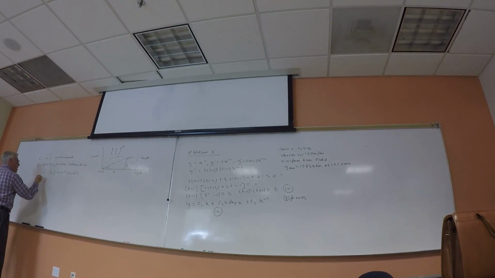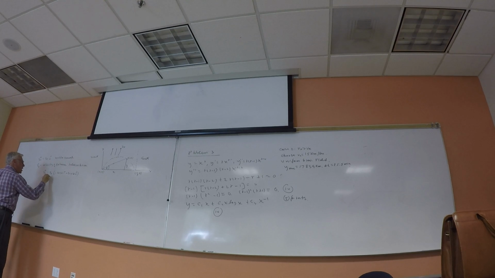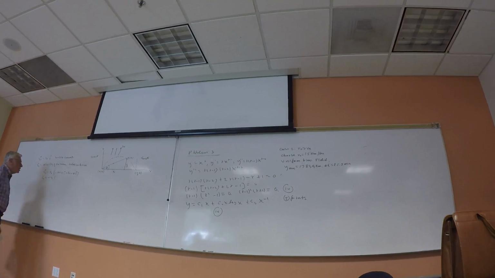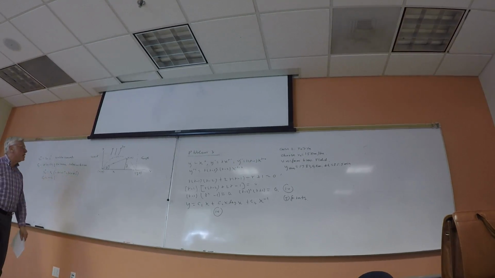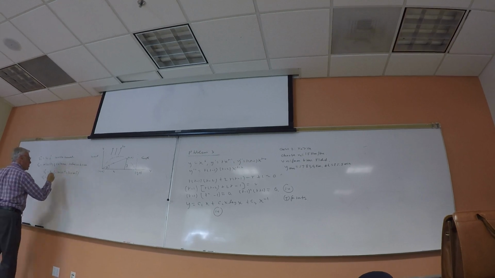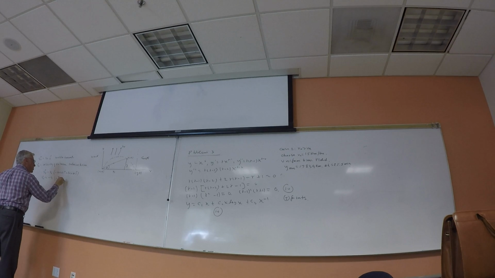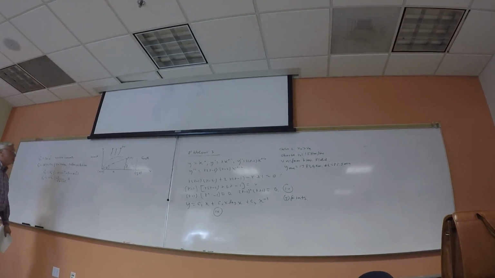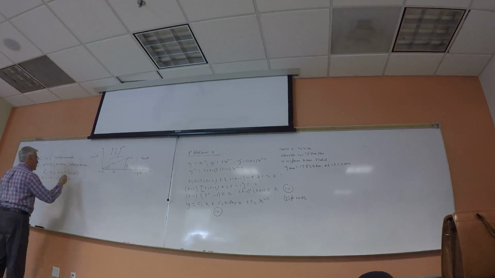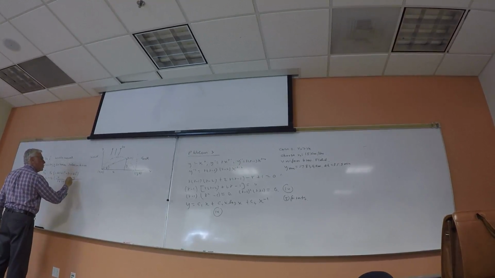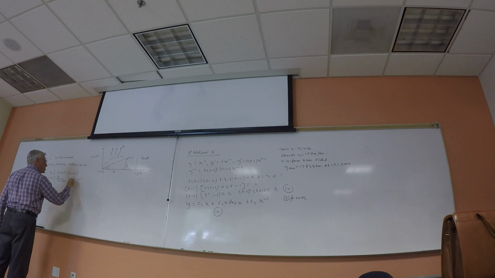So we can write Vs basically as minus Vs. And just from the diagram, what's cosine theta? It's x over the square root of x squared plus y squared, right? And the sine is y over the square root of x squared plus y squared.